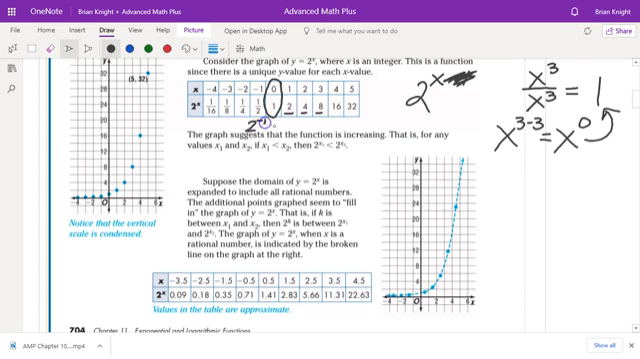2 to the negative 1 is 1 over 2 to the positive 1, right? Which is 1/2. 2 to the negative 2. Well, that's 1 over 2 squared, which is 1/4. So basically, you're taking all these numbers we just got and putting them on the bottom. You got me? 1/2, 1/4, 1/8, 1/16. That number on the bottom keeps getting what? Bigger. The number on the bottom keeps getting bigger.